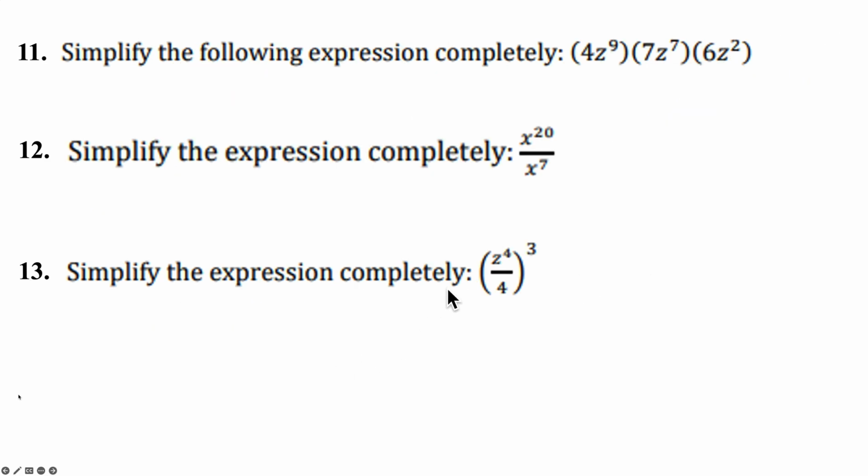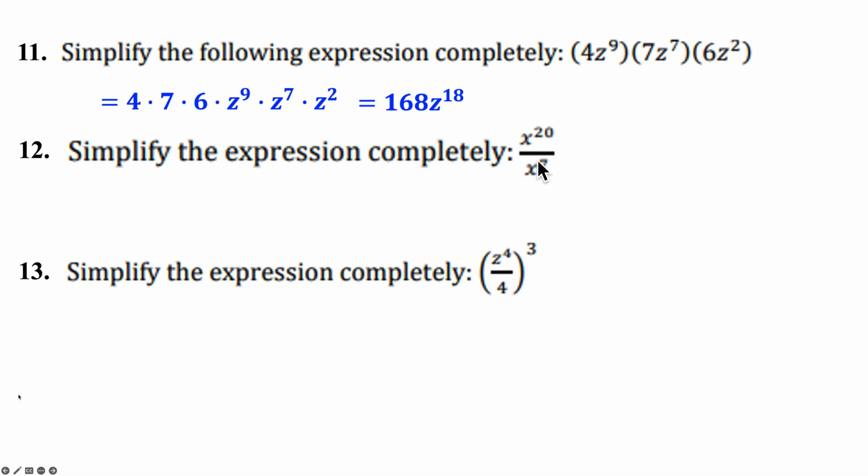And it doesn't matter how many bases that you have to multiply. Take the 4, the 7, and the 6. Bring those all out to the front. Z to the 9th, z to the 7th, z squared. So we want to multiply 4 times 7 times 6. That's 168. And then z times z times z. Take all these powers, add them together. That'll be 9 plus 7 is 16 plus 2 is z to the 18th power.